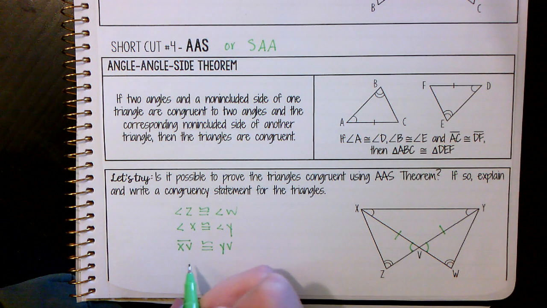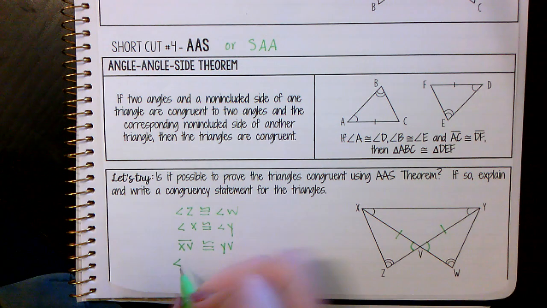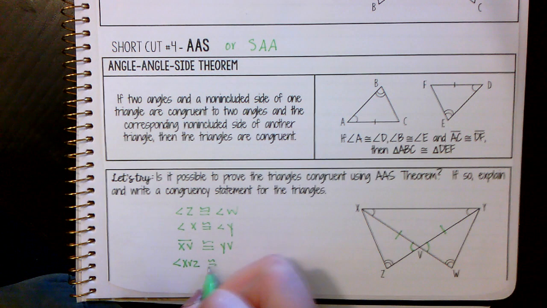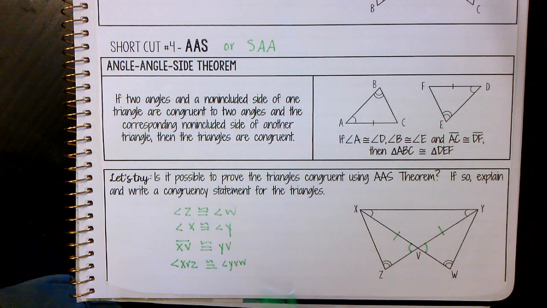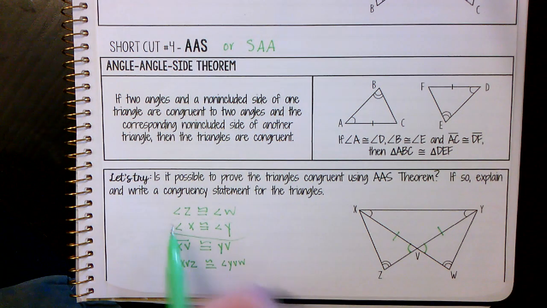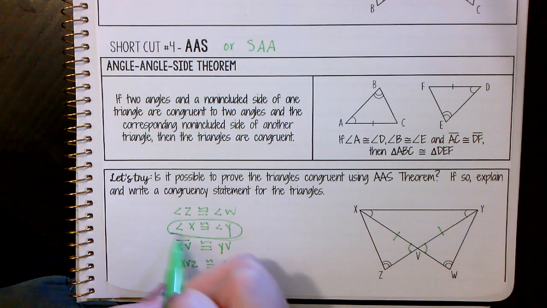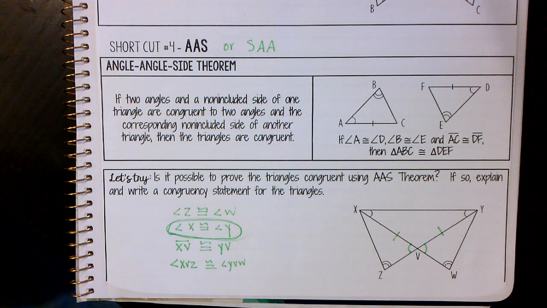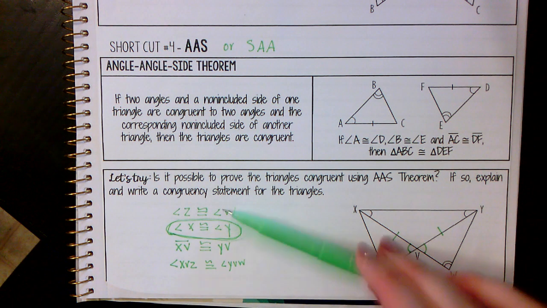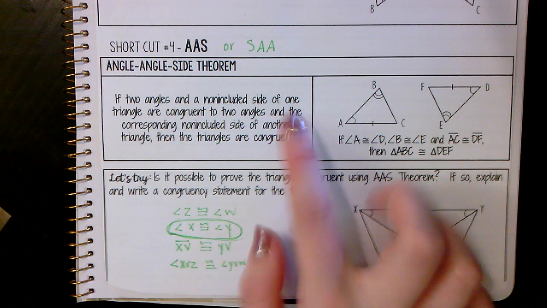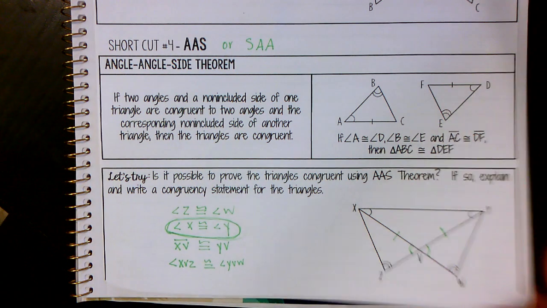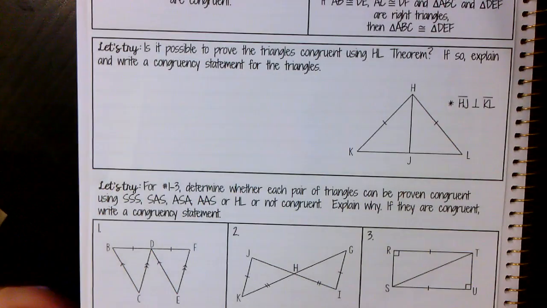So we're going to say that angle XVZ is congruent to YVW. And this one is just helpful to us to solve and understand which side is congruent. It's not actually in the triangle, but these 3 are. So it is possible to prove that these triangles are congruent from the angle-angle side or side-angle-angle theorem. And the very last theorem is the hypotenuse-leg theorem.